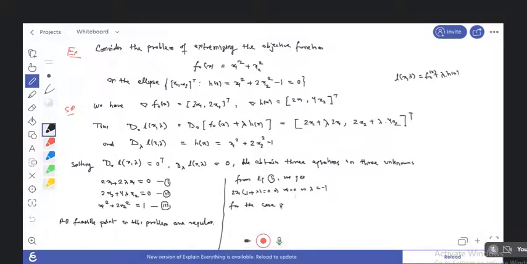For the case when x1 equals 0, from equations second and third, what is the value of x2 here? So x2 equals plus or minus 1 by root 2. And what is the value of lambda here? If you put the x2 value here, lambda equals minus half. When x1 is 0, this condition is satisfied.